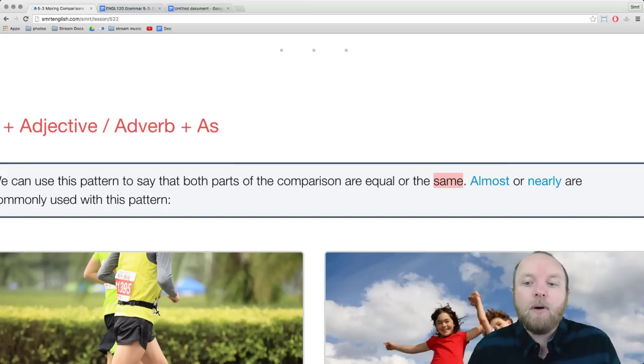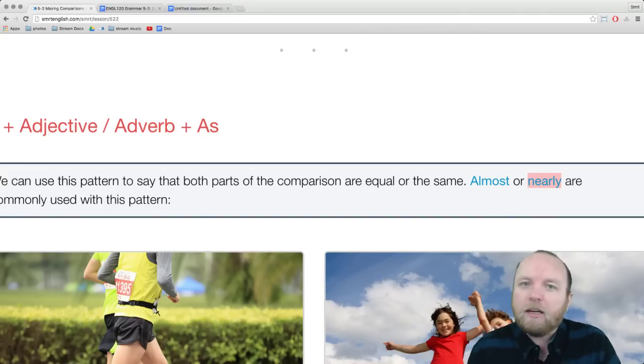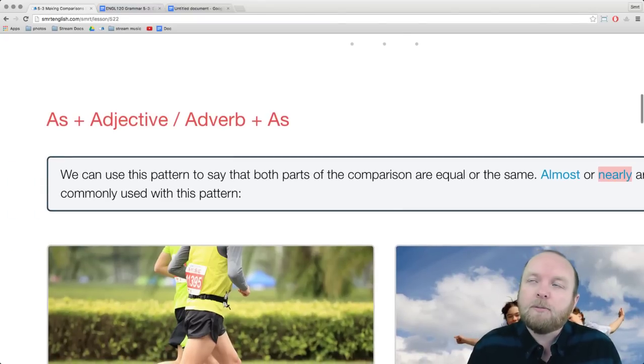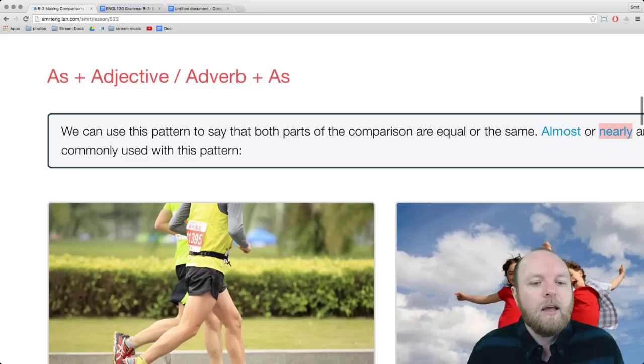Okay, now it's really popular to say almost or nearly when we use this grammar. Almost, nearly are the same meaning. Nearly, almost, totally the same. Okay, it's almost 9:30. It's nearly 9:30. Same meaning. Some people ask me that on the Facebook group. What is the difference? Not really any difference.